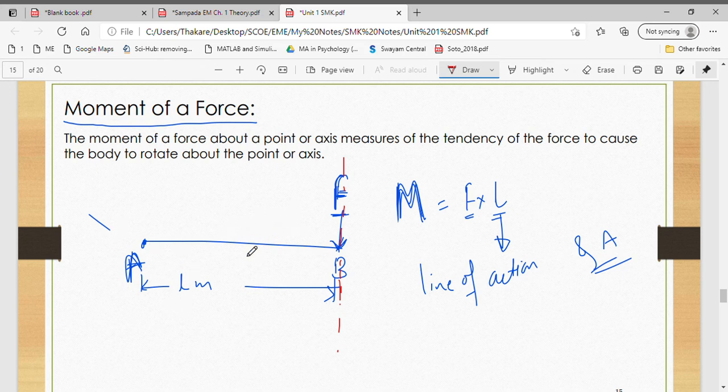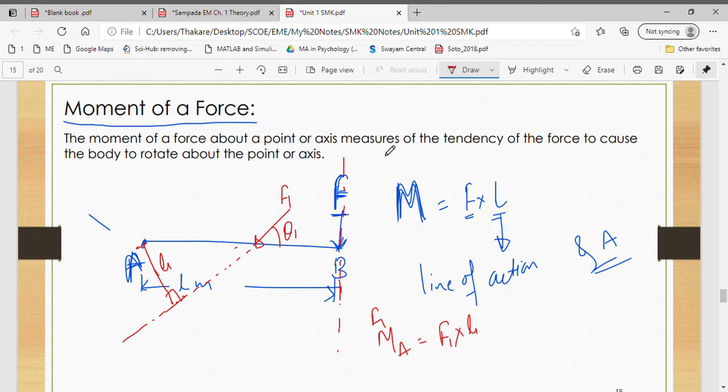Let us assume that there is another force of magnitude F1 making an angle of θ1 with respect to the horizontal axis. Then the perpendicular distance while taking the moment of force F1 about A will be from the line of action of force. So this is the line of action and this will be the perpendicular distance, let it be L1. So moment of force F1 about A will be F1 into L1.